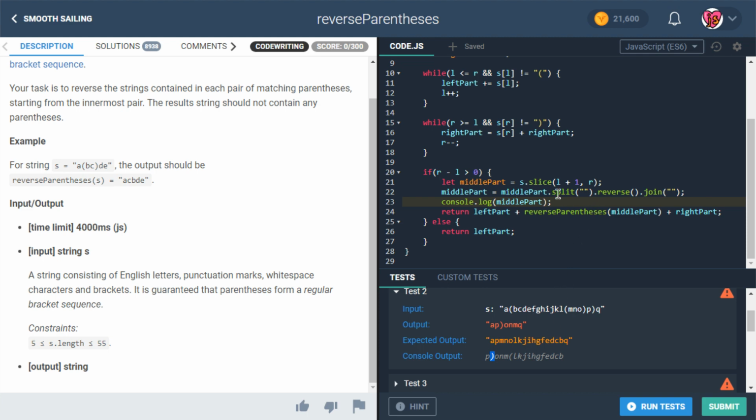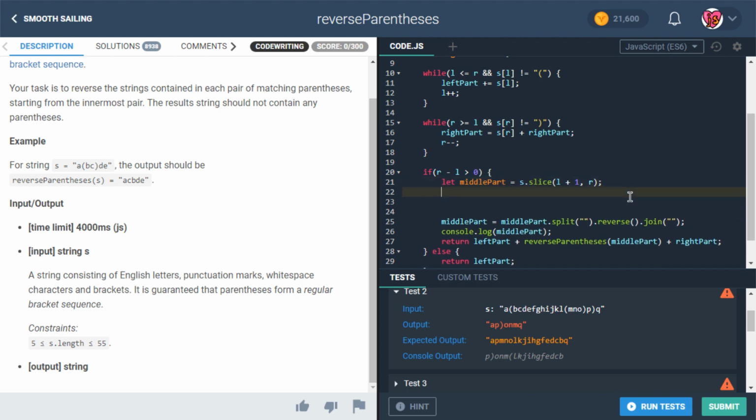So we need to do some other process. It's not enough to just reverse the middle part. We also need to say, okay, when you're reversing it, if you find these open parentheses, replace it with a close parenthesis. So we could do something like this.